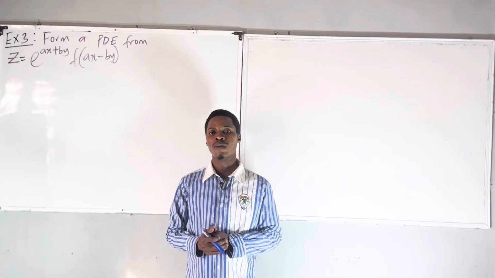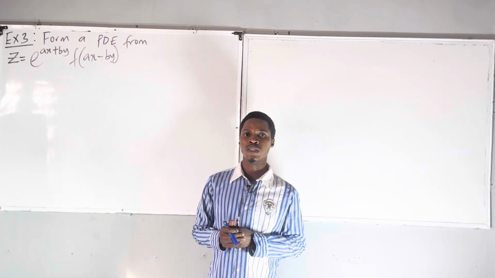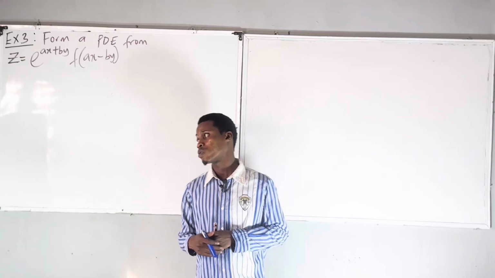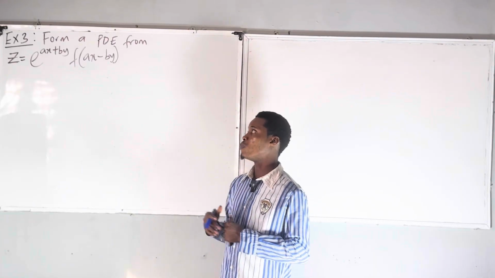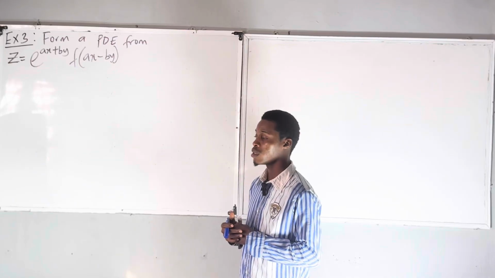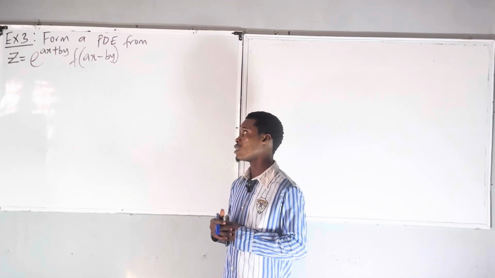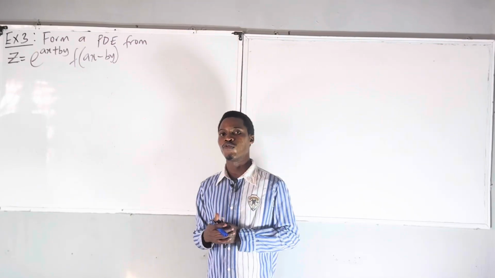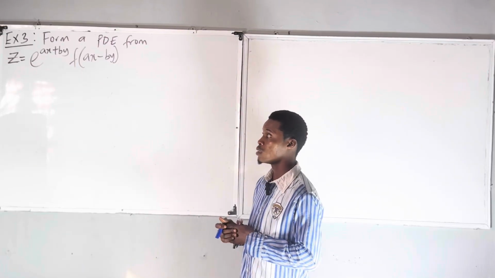Here is another problem on how to form a PDE by elimination of the arbitrary function. We have to form a PDE from z is equal to e to the power of ax plus by, multiplied by the function of ax minus by. How are we going to form a PDE from this given problem?